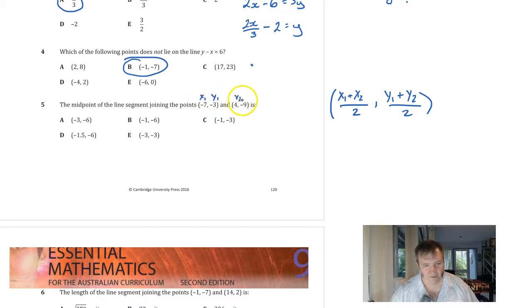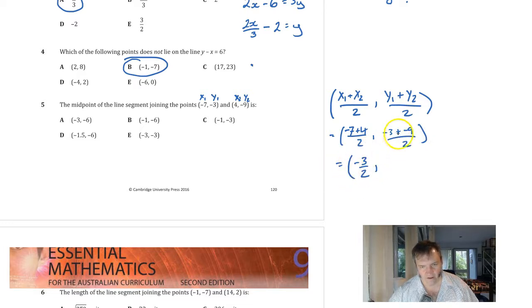x1, y1, x2, y2. And we go ahead and do this. So x1 plus x2, so negative 7 plus 4 divided by 2. And then negative 3 plus negative 9 divided by 2. So it's going to be negative 3 on 2. And negative 3 plus negative 9 is negative 12 divided by 2 is negative 6. So negative 3 on 2, that's negative 1.5. And negative 6 must be D.